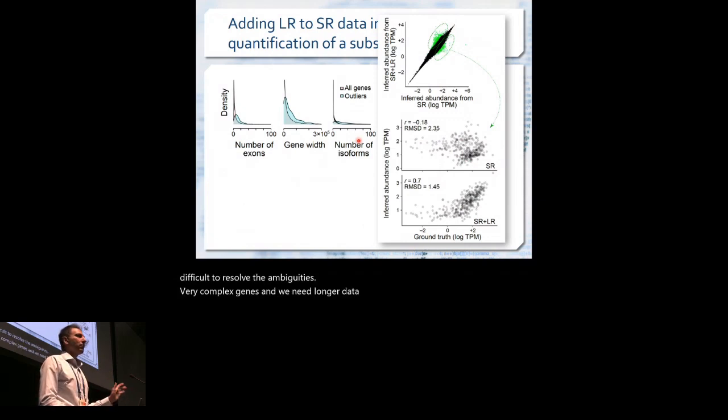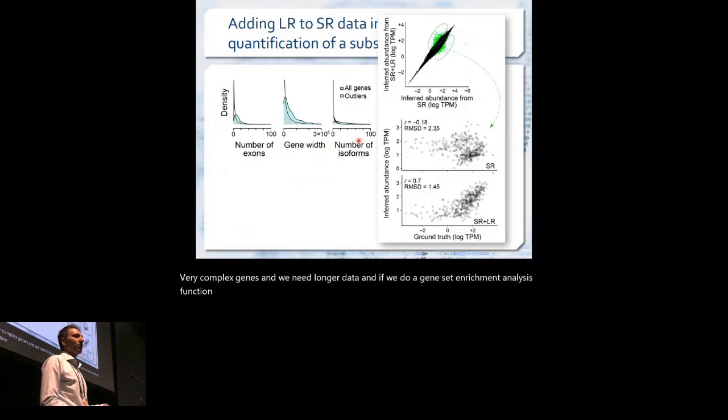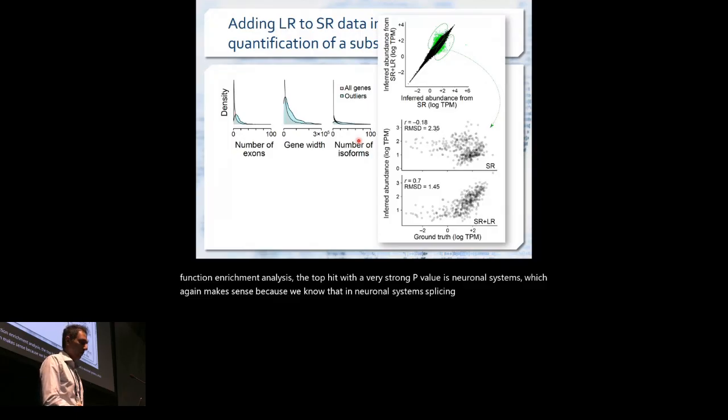And if we do a gene set enrichment analysis, functional enrichment analysis, the top hit with a very strong p-value is neuronal systems, which again makes sense because we know that in neuronal systems, splicing plays a very critical role in shaping the transcriptome of the cell.